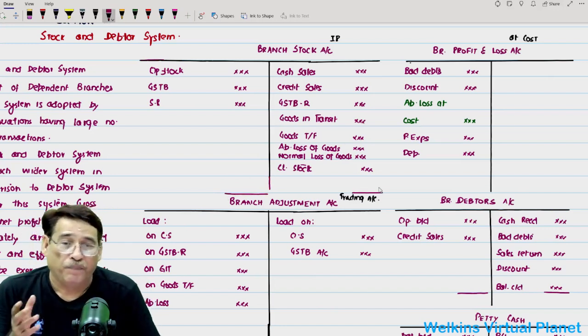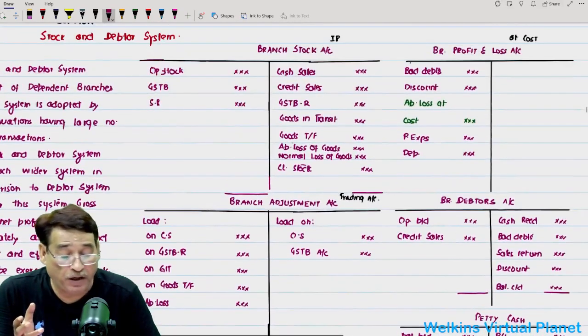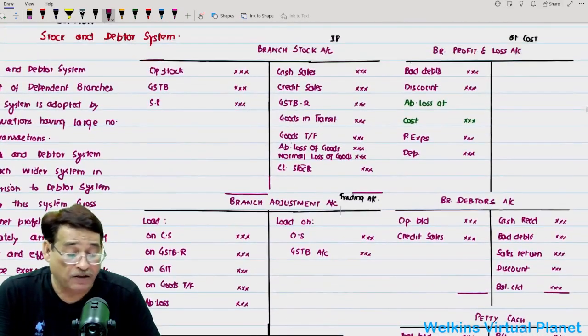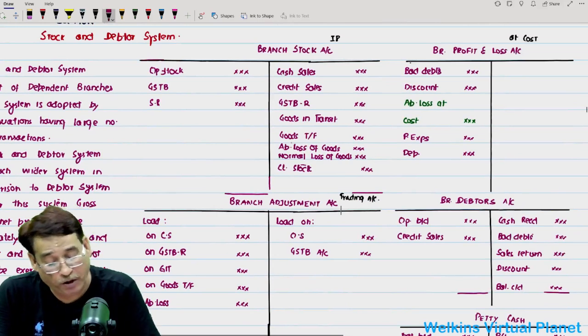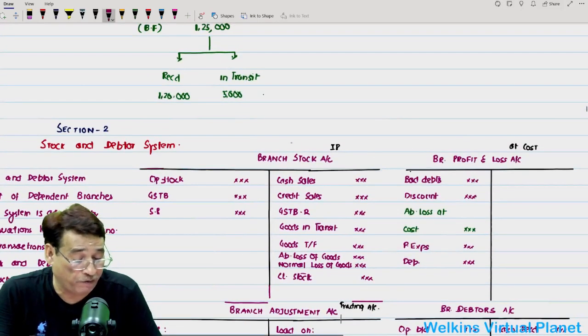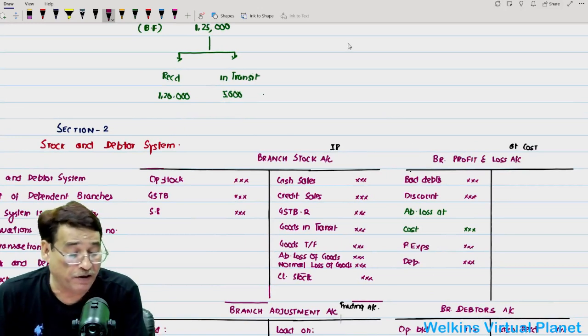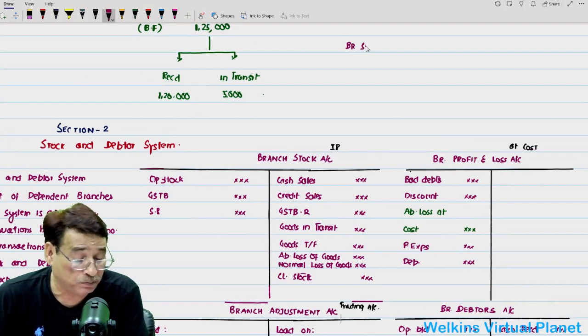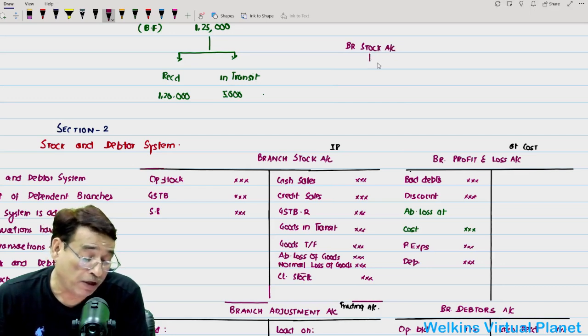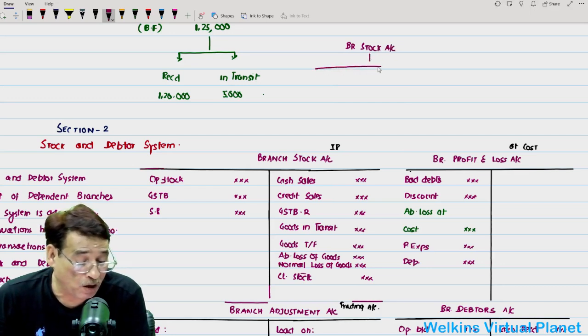Generally, when I am going to tally the branch stock account, first of all, credit side. Okay, I will write here: Branch stock account. When I am going to tally, I have to take care of two, three aspects.